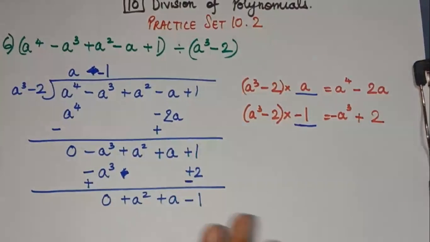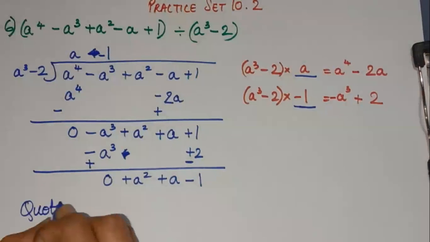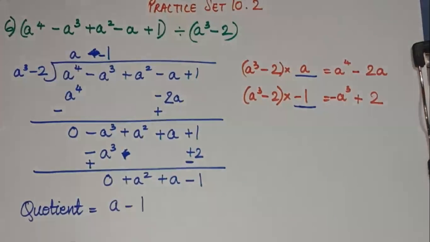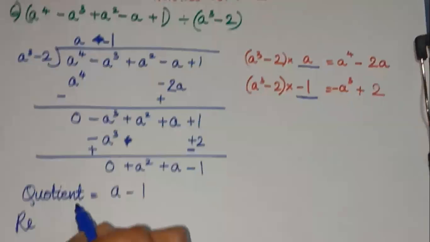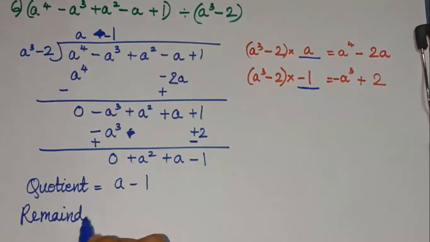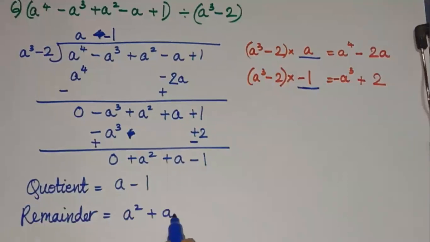So finally we are going to write down the quotient as a minus 1 and the remainder as a square plus a minus 1.